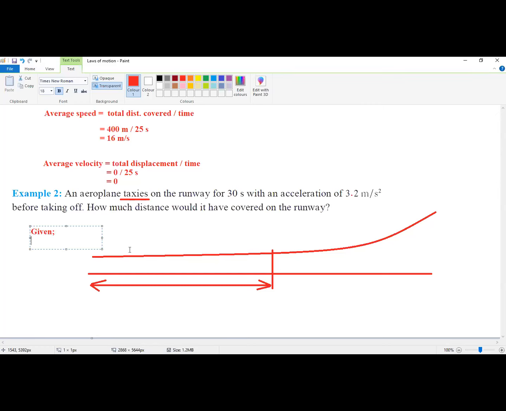So the given things are: the aeroplane is taxiing on the runway for 30 seconds, so time is given, 30 seconds. What else is given? Acceleration is given. a is equal to 3.2 meter per second square. And you are asked to find what? You are asked to find s, that is the total distance covered, the total displacement along the ground surface. So how can we find this?